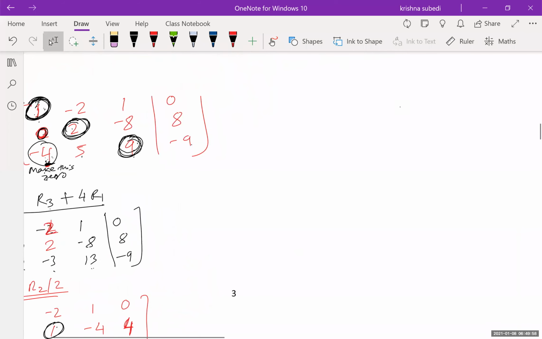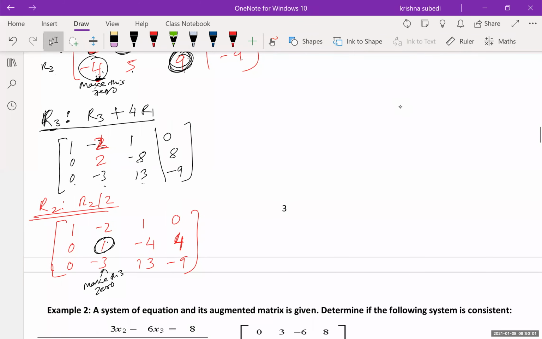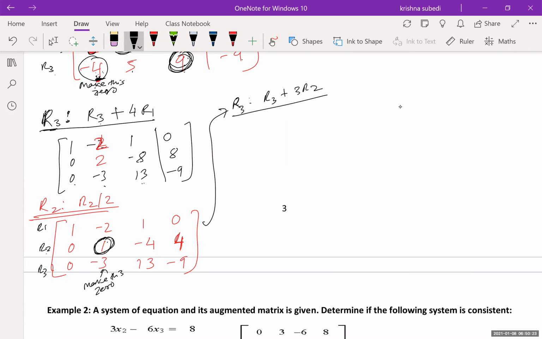Now I'm going to go all the way here. Now tell me, how can I make this 0? Well, remember, always use this guy. This guy is R2, by the way. This is R1, this is R2, this is R3. So in R3, what I'm going to do here is R3 plus 3R2. What we did in R1, nothing. I just copy as it is. What we did in R2, nothing. Just copy as it is.